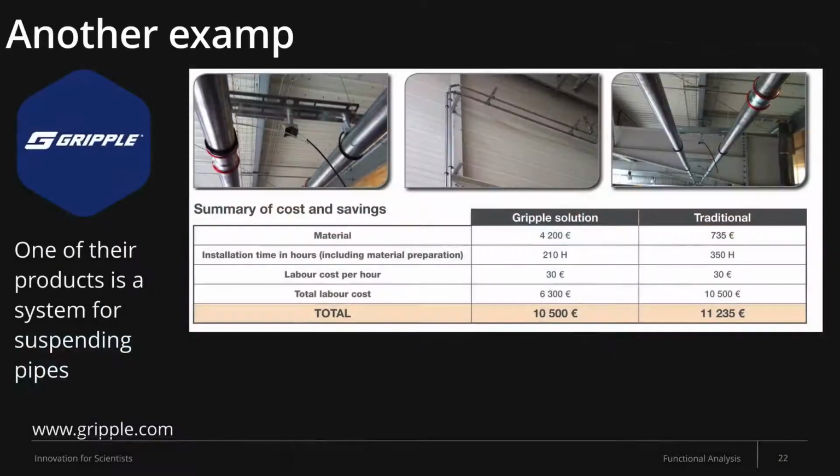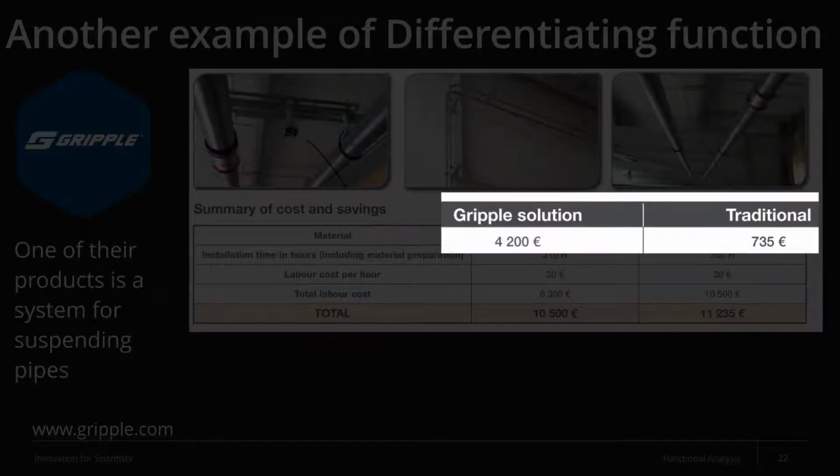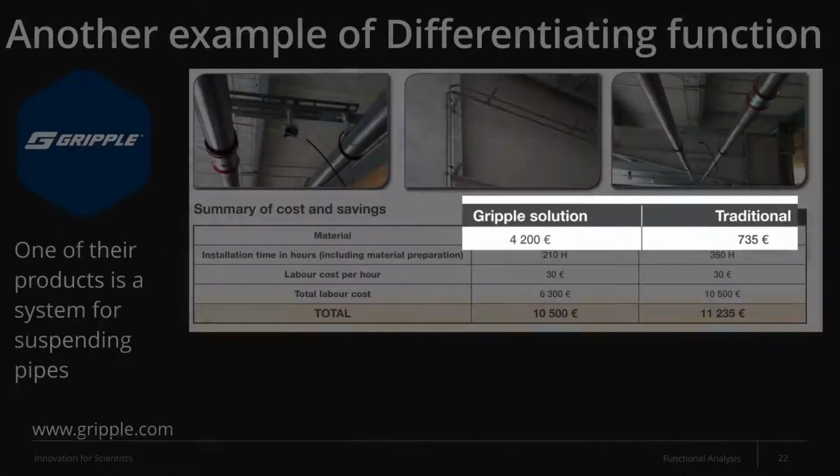Let's look at a totally different example. Here, we have a system developed and patented by a UK company, Cripple. Their system is a system to hook and connect pipes. There are other systems on the market. And when you compare their price, you see that their material is not cheaper than the competition. Actually, it's much more expensive than the other one.